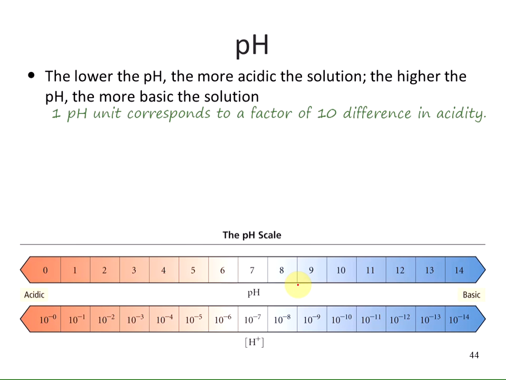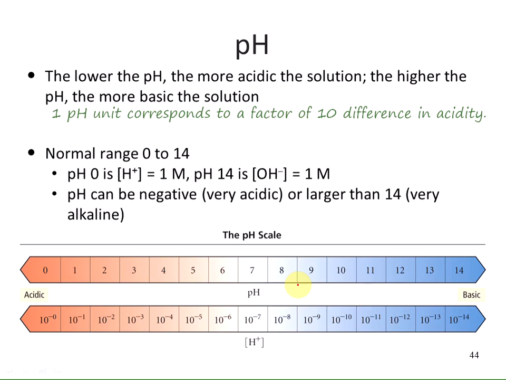The lower the pH, the more acidic the solution. The higher the pH, the more basic the solution is. One pH unit corresponds to a factor of 10 difference in acidity because of that logarithmic scale. Normal range for pH is 0 to 14. A pH of 0 is H plus equals 1 molar. A pH of 14 is hydroxide concentration equal to 1 molar. pH can be negative, which means it's very acidic, or larger than 14, which is very alkaline. So you can have things outside the typical 0 to 14 scale. It's just that normal is 0 to 14.